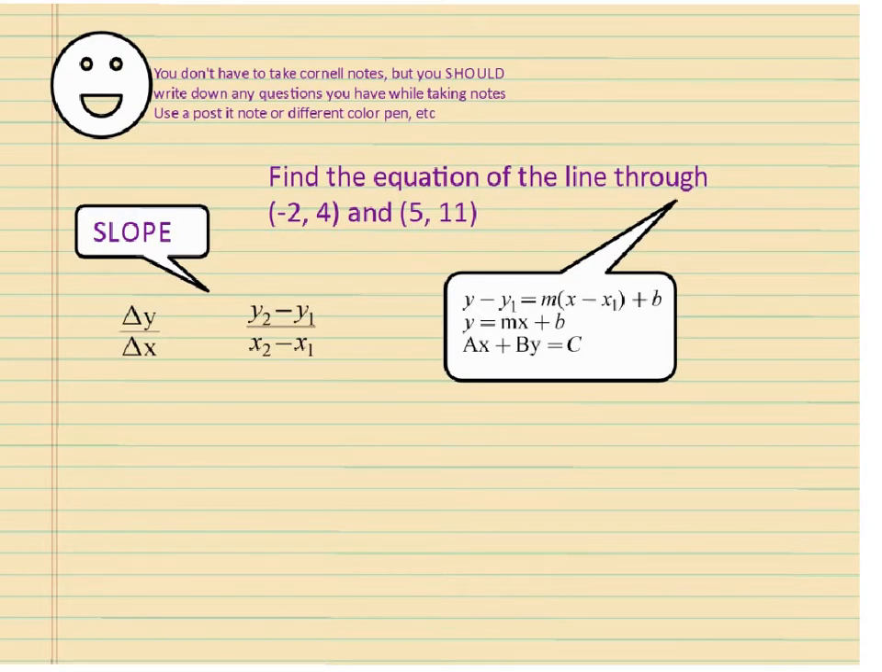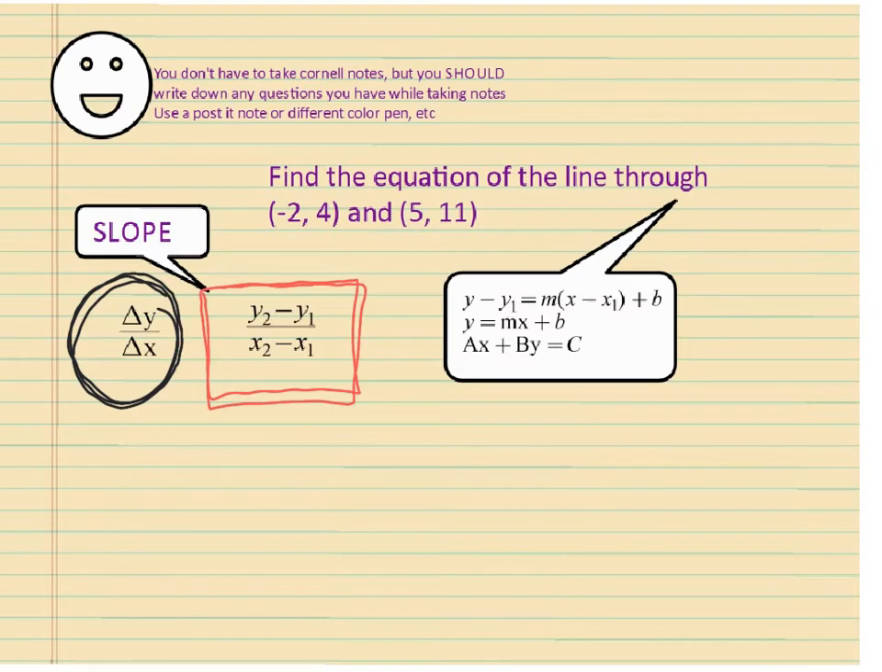So for example, I'm going to ask you, find the equation of the line through the 2 points, (-2, 4) and (5, 11). First thing we're going to have to do is find the slope. If you don't remember, slope is the change in y over the change in x. And another way to think about that is this, y2 minus y1 over x2 minus x1. So if I label these, I could label x1, y1, and x2, y2. So the first thing to do is going to be to find the slope.